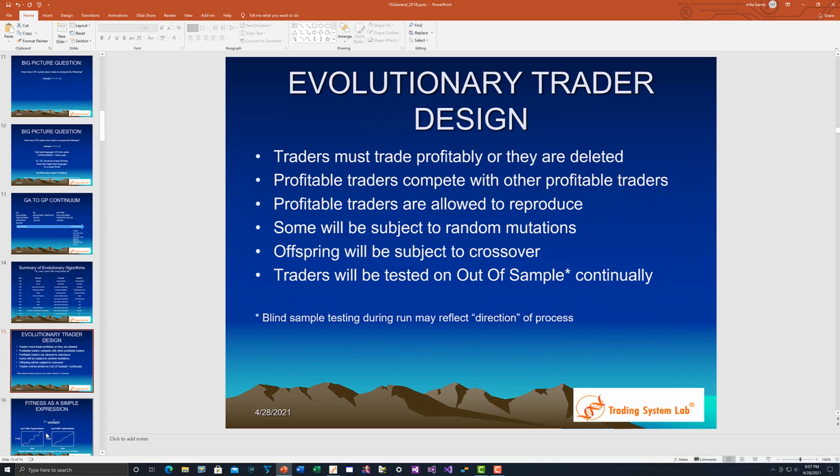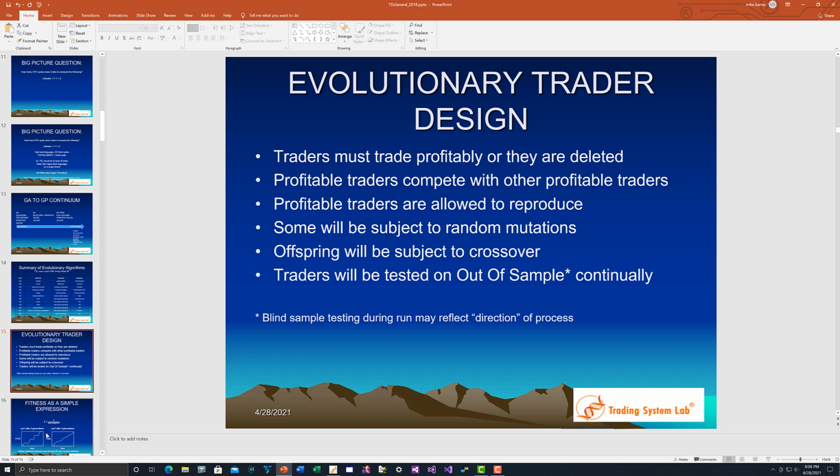So in the evolutionary trader design, we know that traders must trade profitably or they're deleted. They're simply returned to memory. Profitable traders compete with other profitable traders, and profitable traders are allowed to reproduce. Some will be subject to random mutations, and there will be reproduction that will be subject to crossover. And traders will be tested out of sample continuously during the design.